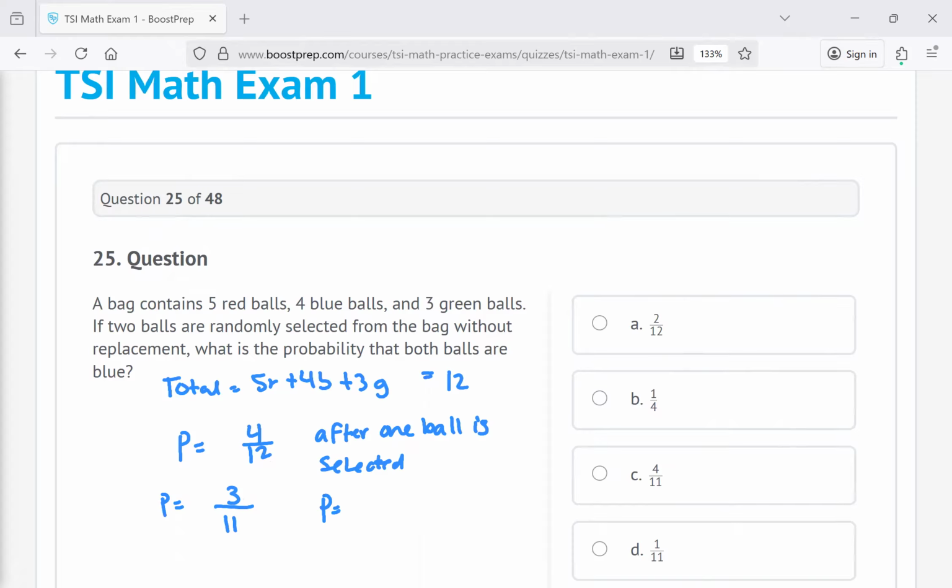And then you just multiply those two probabilities. So 4/12 times 3/11. The numerator is 12, and then 12 times 11 is 132. That could be reduced by 12, so that would be 1/11. Okay, D.